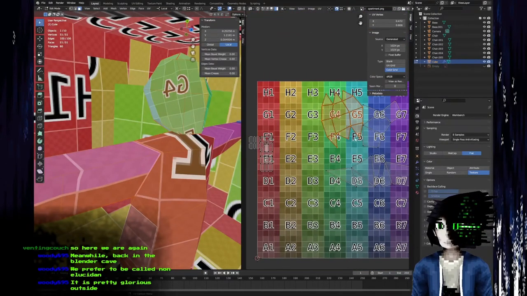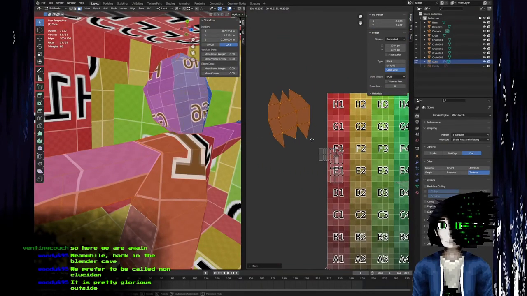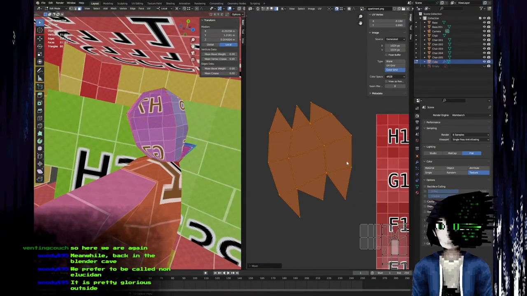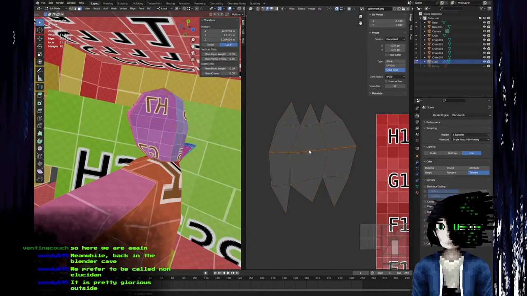What else do we have? We've got the head, which kind of looks like, well, unwraps of the head always look like projections of the world map.